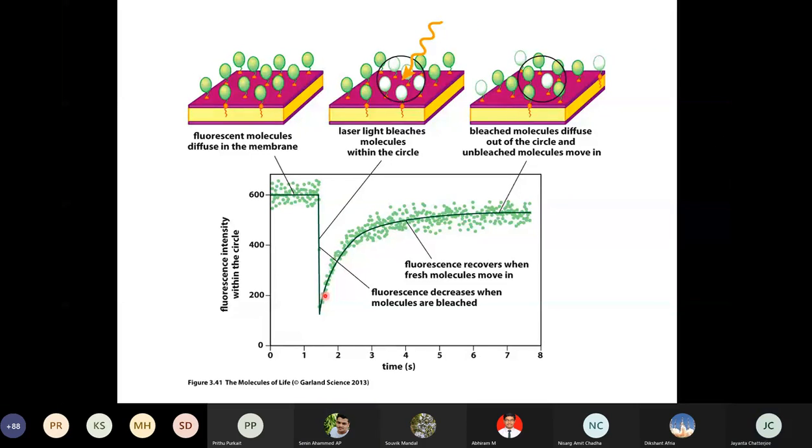Why does the intensity not become zero? I guess there is something called autofluorescence. It's not that it becomes completely dark. When you look through a confocal microscope, maybe in second or third year, you will see that after this bleaching experiment, it doesn't really go to darkness. That is why it's not zero, because there is still some autofluorescence.